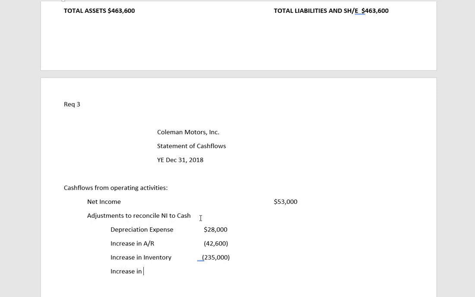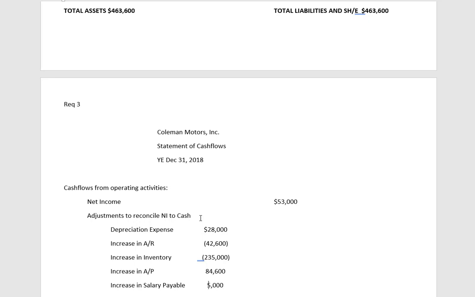An increase in accounts payable means we didn't pay an account payable. Let me just do this, accounts payable. So this is, we add it to our net income to get to cash, and increase in salary payable. We're going to add it to net income to get cash.